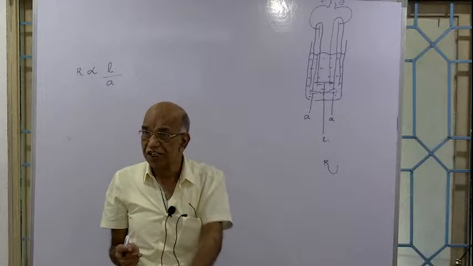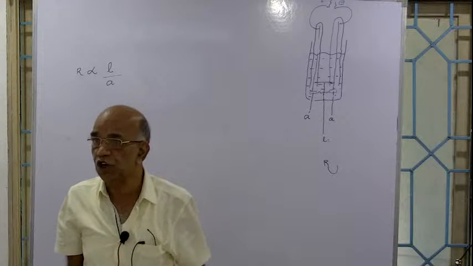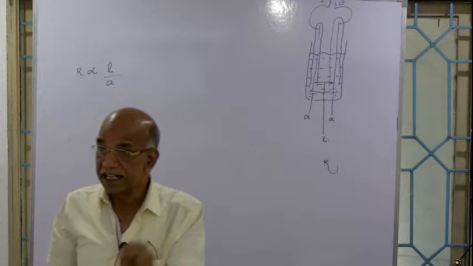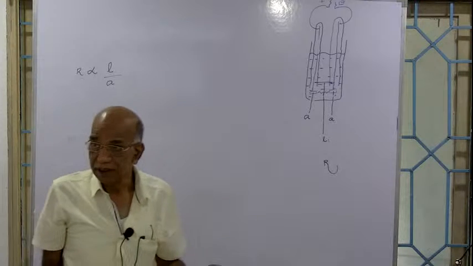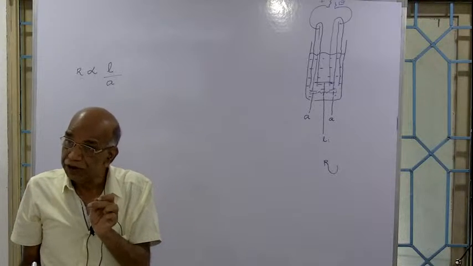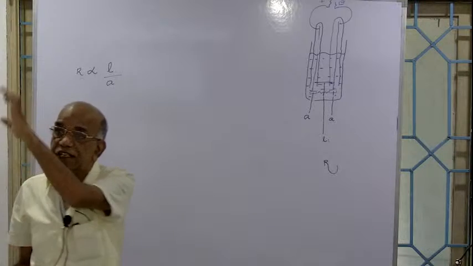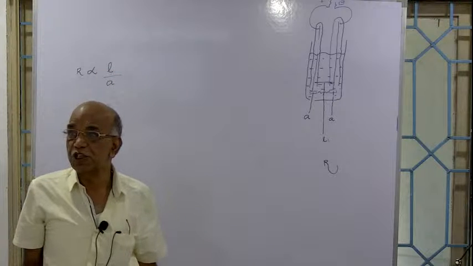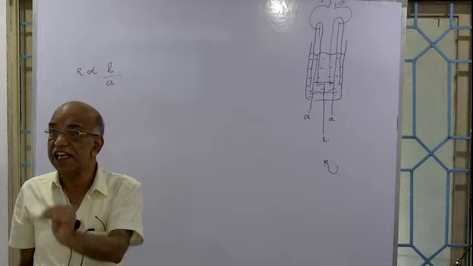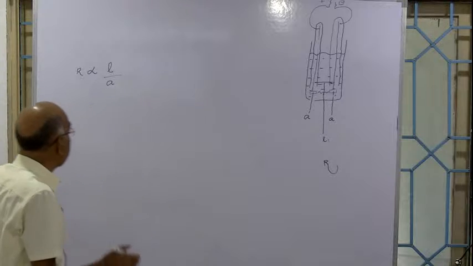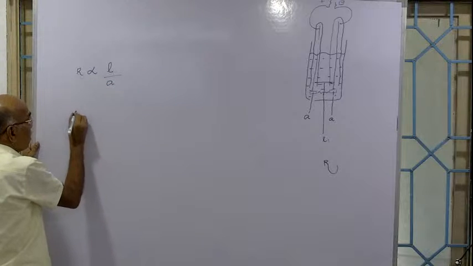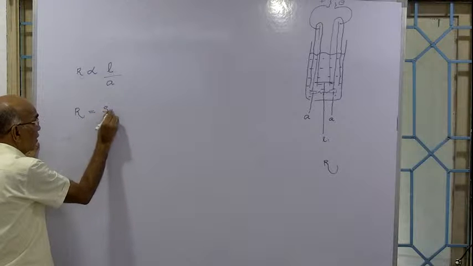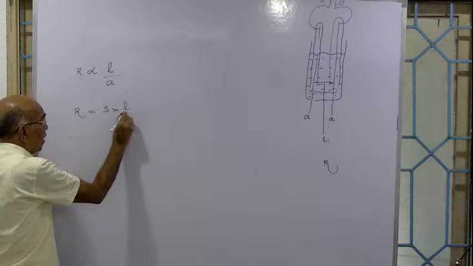Resistance R to the flow of current offered by the electrolytic solutions is directly proportional to the distance between the two parallel electrodes and inversely proportional to the cross-sectional area of the electrodes. So R is equal to some constant S into L by A.